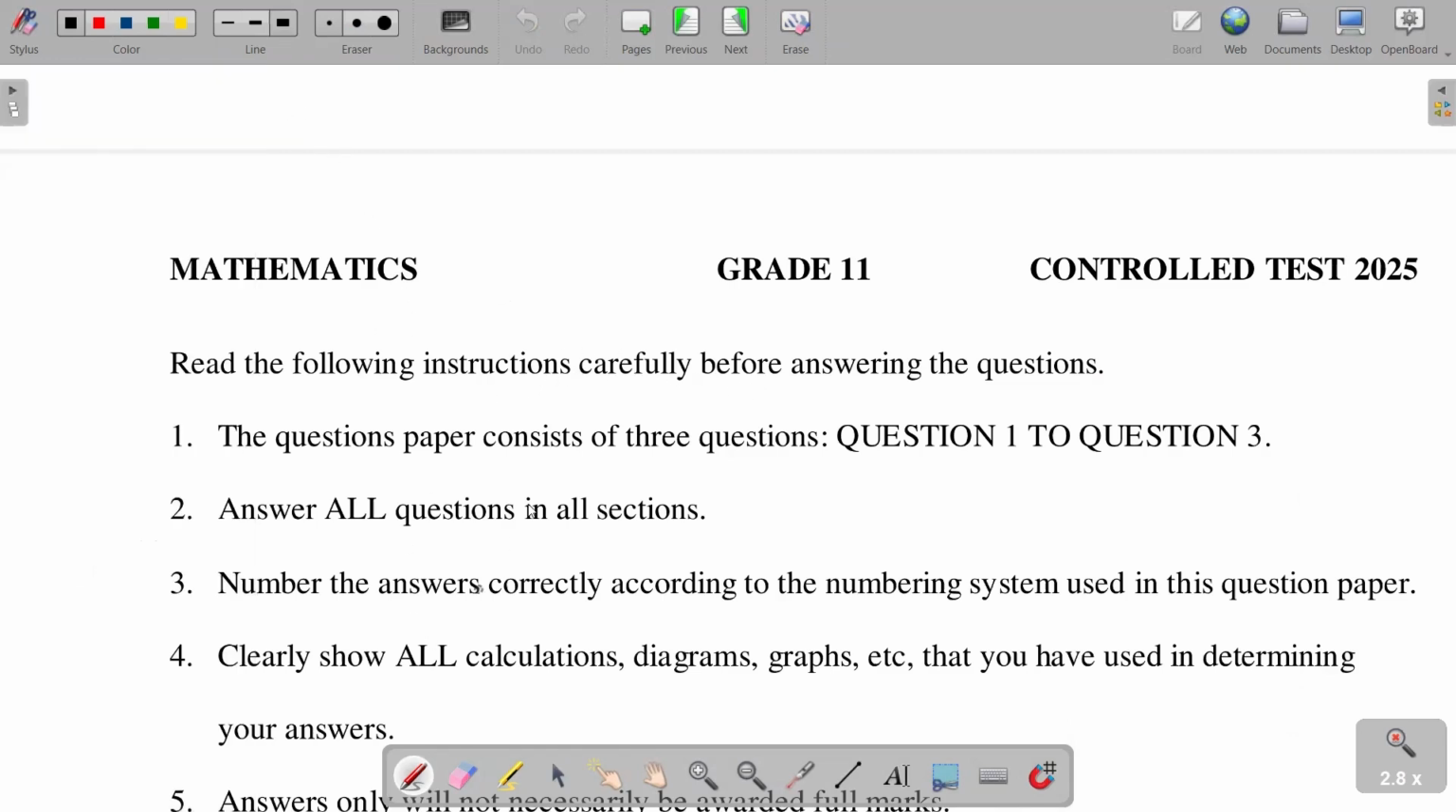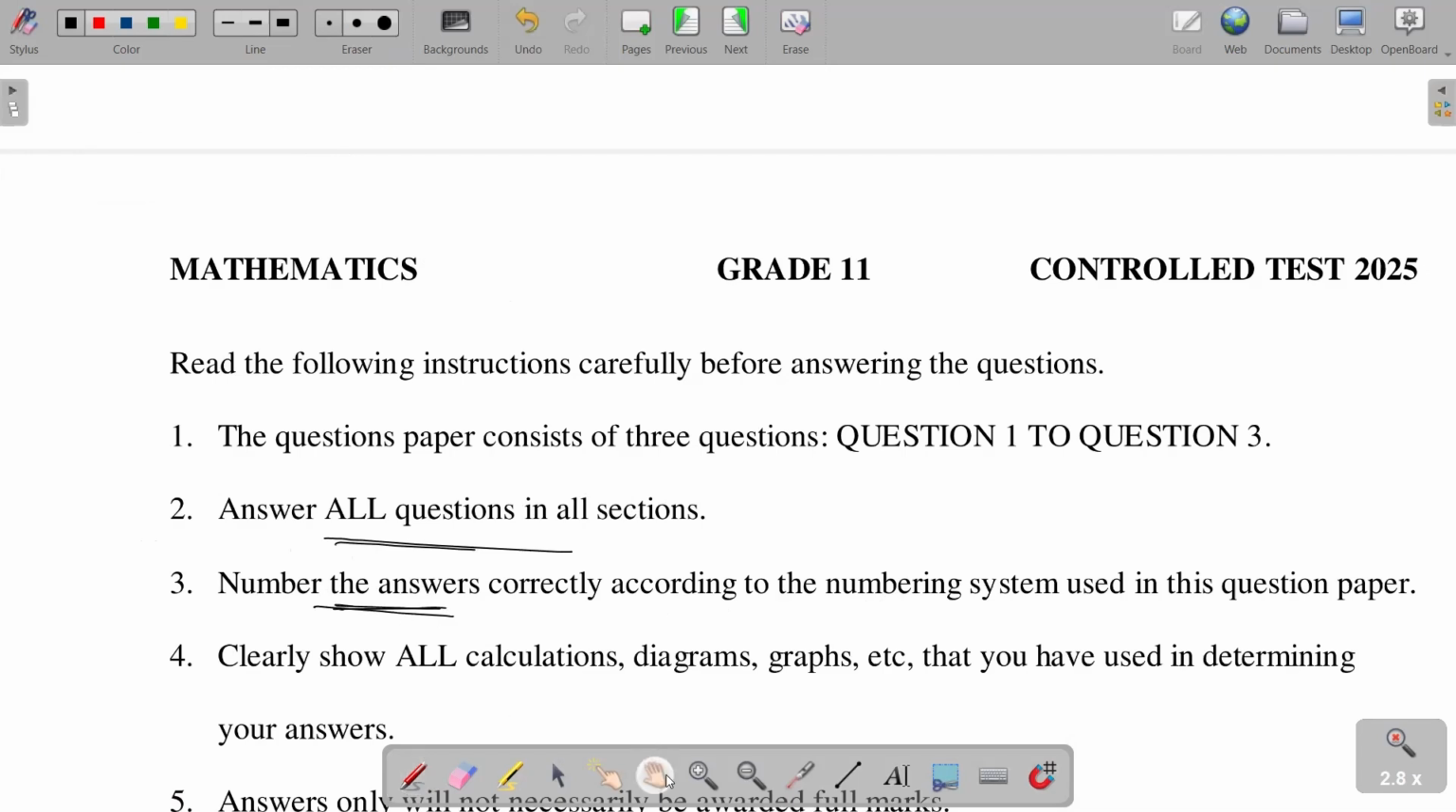Now let's go to the instructions. Here are the instructions. You are given the number of questions, which is from question 1 to question 3. The question paper consists of 3 questions. You are required to answer all the questions. Then you are told to number the answers correctly according to the numbering system used in the question paper. So numbering is very important.